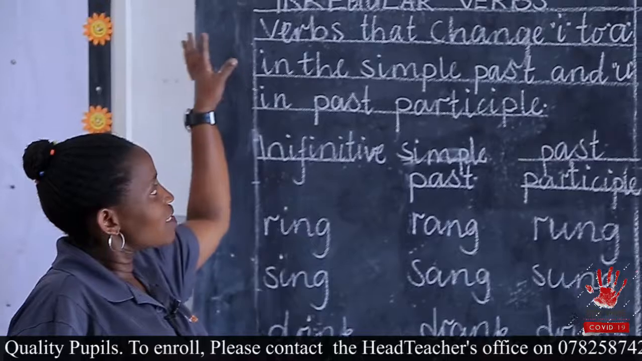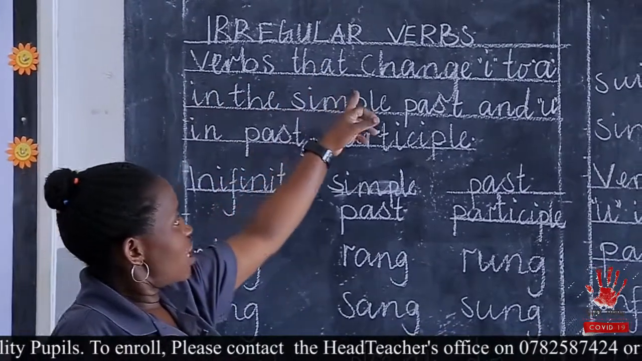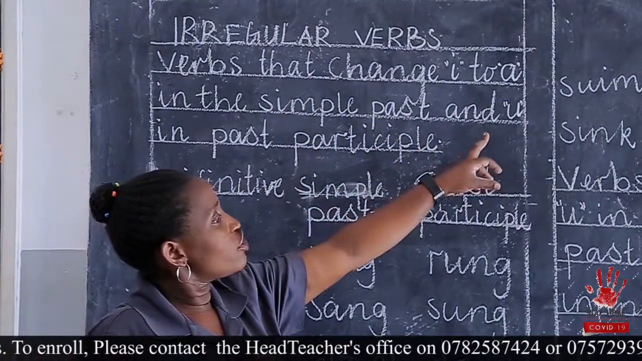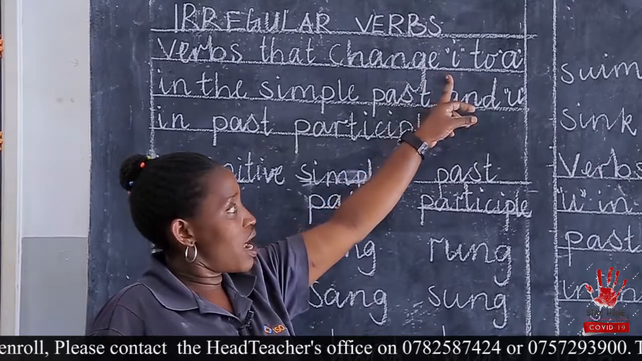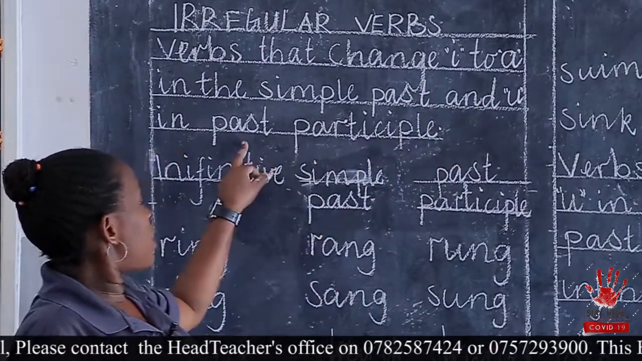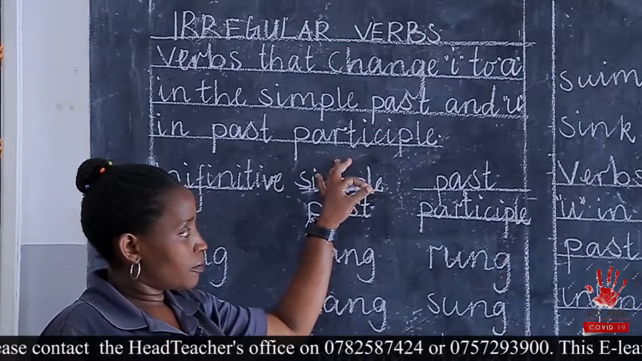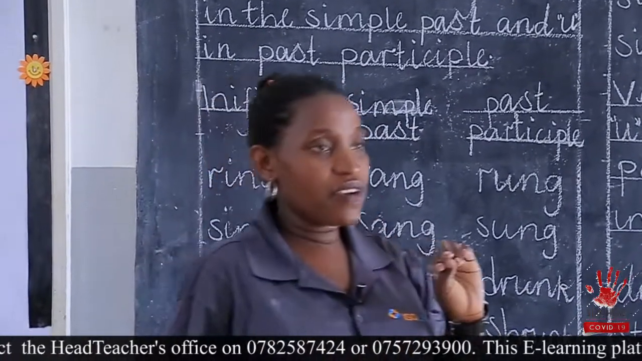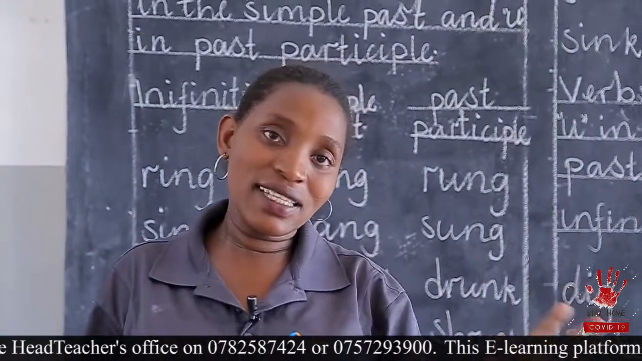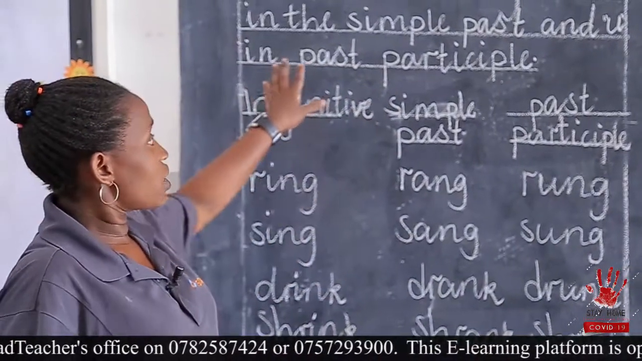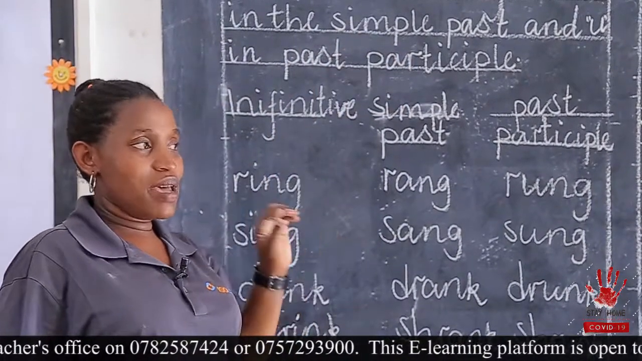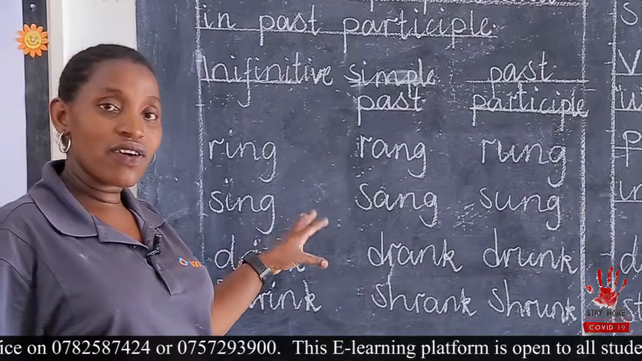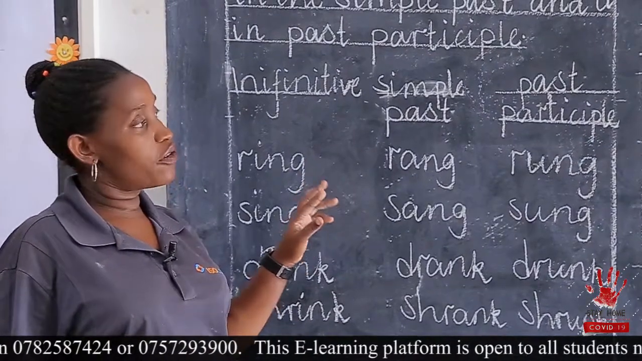So the families we looked at last time, yes, we looked at the old family. So today we are looking at those verbs that change I to A in the simple past, and then they change I to U in the past participle tense. Remember the past participle tense? It is used with the perfect tenses, and we shall be looking at the tenses when you come to them. So today we are looking at these verbs here. There are very many of these verbs. Don't think that when I write five, they are the only five verbs. There are very many of them.